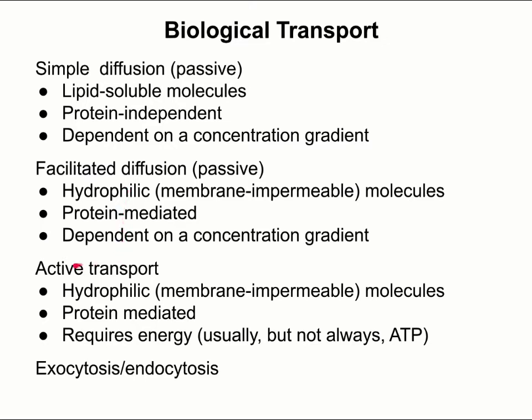Active transport is like facilitated diffusion in that it requires a protein transporter. Unlike facilitated diffusion, however, it uses energy to move molecules up or against their concentration gradient. That's what active means. It requires energy. The energy comes from ATP, either directly, as in primary active transport, or indirectly, as in secondary active transport. I won't say anything about exocytosis and endocytosis now, but I'll give an example a little later.